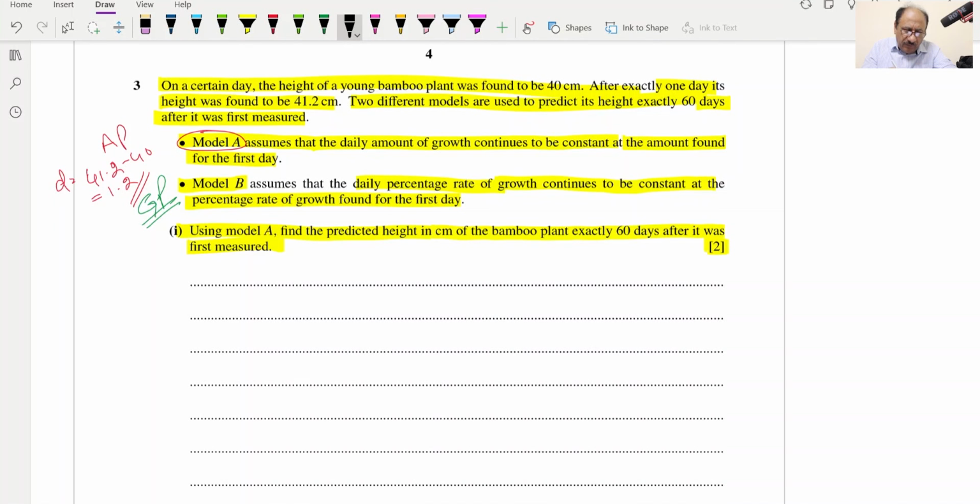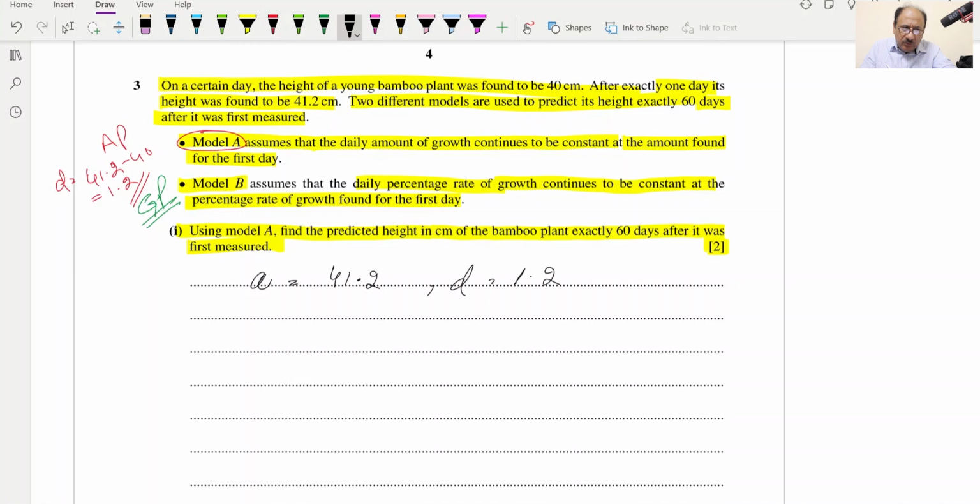For part 1, we can assume A is the first term, which is 41.2. This is the first term, like after first day, this will be the measurement, and D is equal to what? D we just found over there, so it is 1.2.